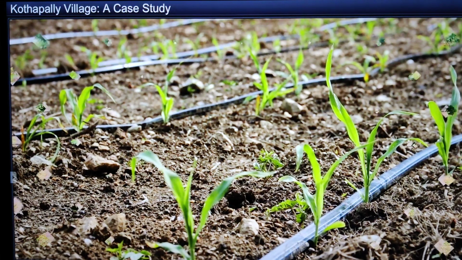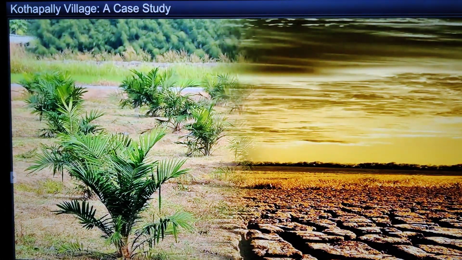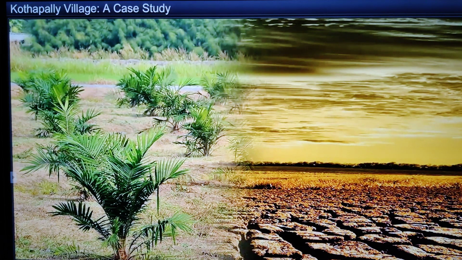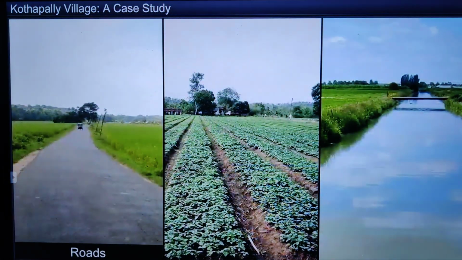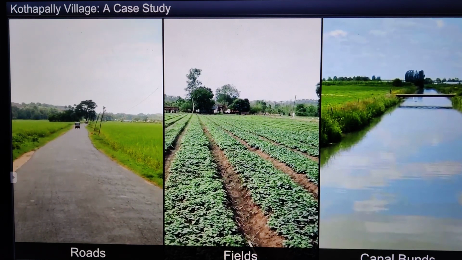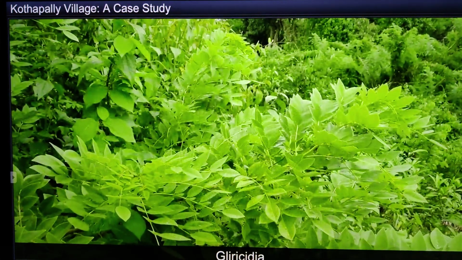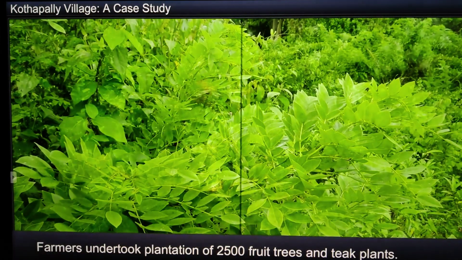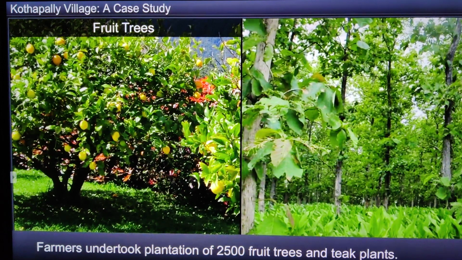Now let us know about tree plantation and development of waste land in Kottapalli. Farmers in Kottapalli developed waste land by planting useful species along roads, fields and canal bunds, and farmers used these bunds for planting custard apple and Glycidia saplings. Besides, farmers undertook plantation of 2,500 fruit trees and teak plants.